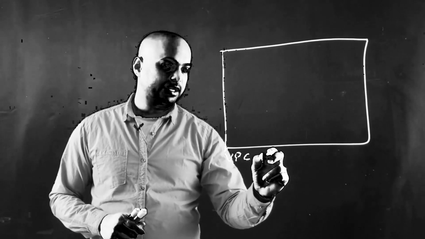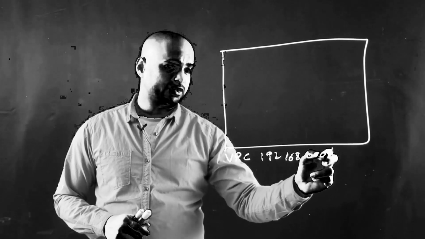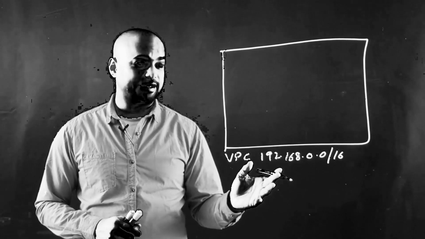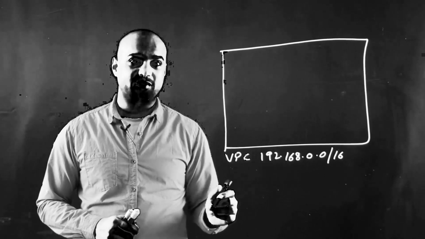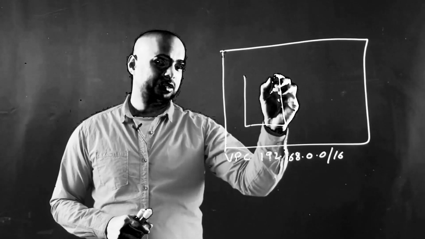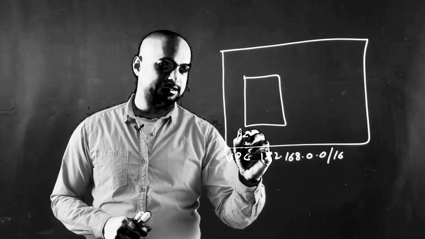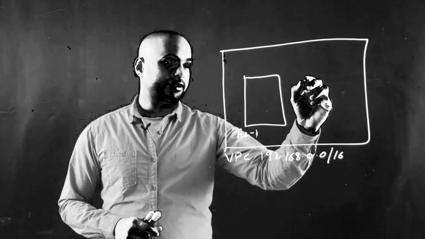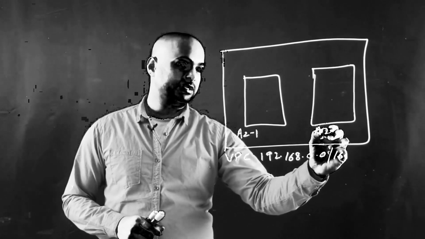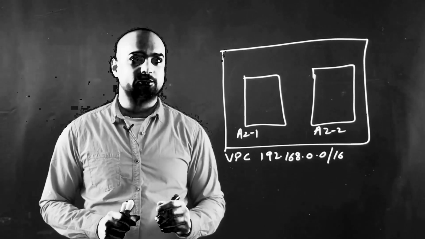Let's say the CIDR block of our VPC is 192.168.0.0/16. Now I'm assigning a very large network. You know that there's about 65,000 IP addresses there. Now within this, we're going to have multiple subnets. Now this is a subnet that is there in, let's say, AZ1, and there's another subnet which is in AZ2. Both of them are in two different availability zones.